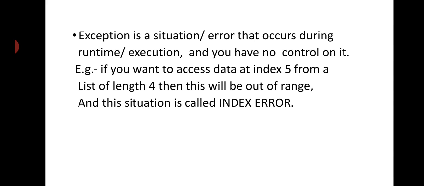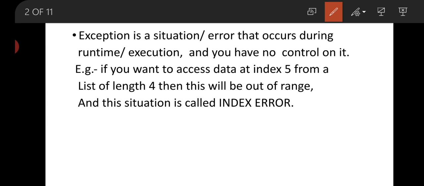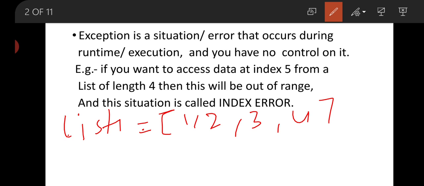Now, let's take an example. Suppose you want to access data at index 5 from a list. Suppose you have created a list, list1 equal to 1 2 3 4. This is a list of length 4, and you are going to access data at index 5 from a list of length 4, then this will be out of range.